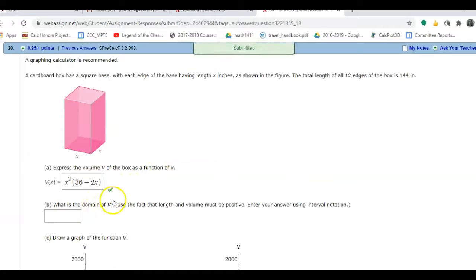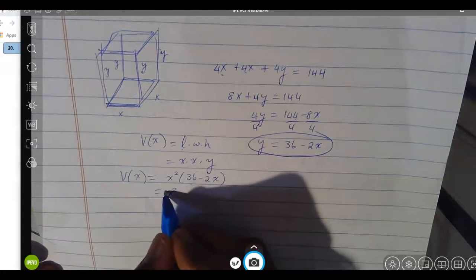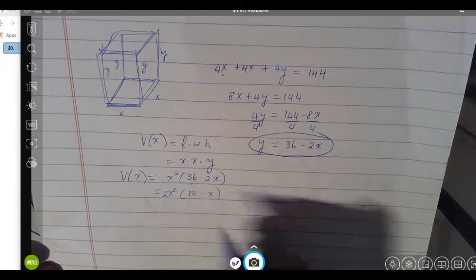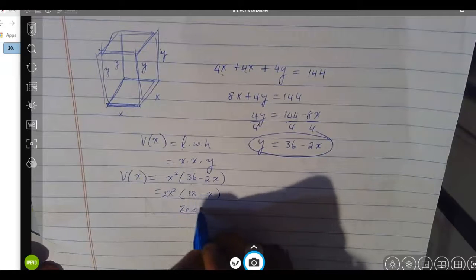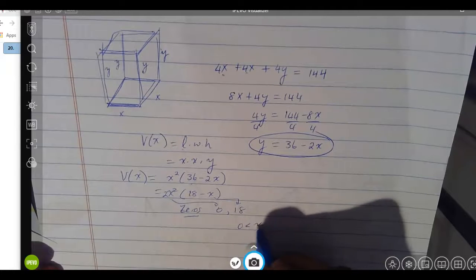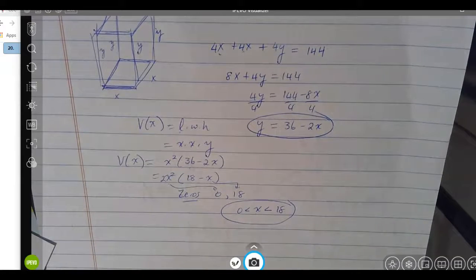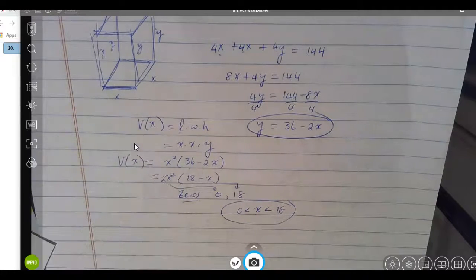What about the domain? The main thing is that normally a polynomial's domain is all real numbers, but this is a practical case. So we need to make sure that x is greater than 0, and you also want this height, 36 minus 2x, to be positive. So let's go back here and see what that means. If I solve for the zeros, I can take out a 2 from there, and I have 18 minus x. So the zeros are 0 from here and 18. So you want the domain for x to be between 0 and 18 for this box to be a box so that you don't have any negative values.